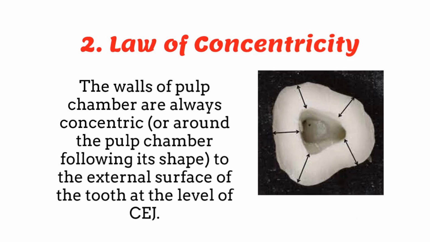The second law is the law of concentricity, and this law says that the walls of the pulp chamber are always concentric to the external surface of the tooth at the level of the CEJ. Suppose it is a maxillary molar and you see a projection on one side, then your pulp chamber walls will also be projected towards that side. Whatever the anatomy of the external surface of the tooth, the same will be in the internal surface. That means the external surface of the tooth reflects the anatomy of the internal surface. So whatever the case, the internal walls of the pulp chamber will always be concentric to the external surface of the tooth at the level of the CEJ.